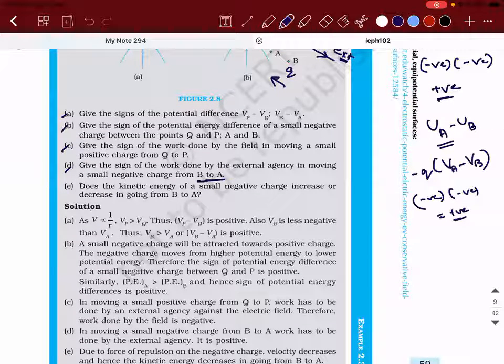And the last one. Does the kinetic energy of a small negative charge increase or decrease when it goes from point B to A? How did you say?